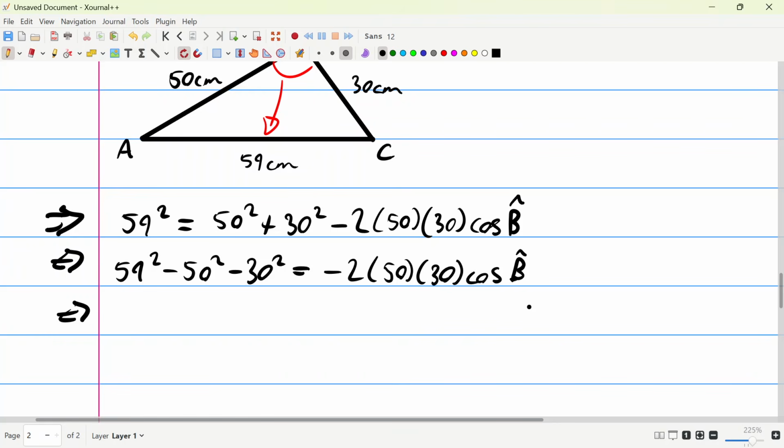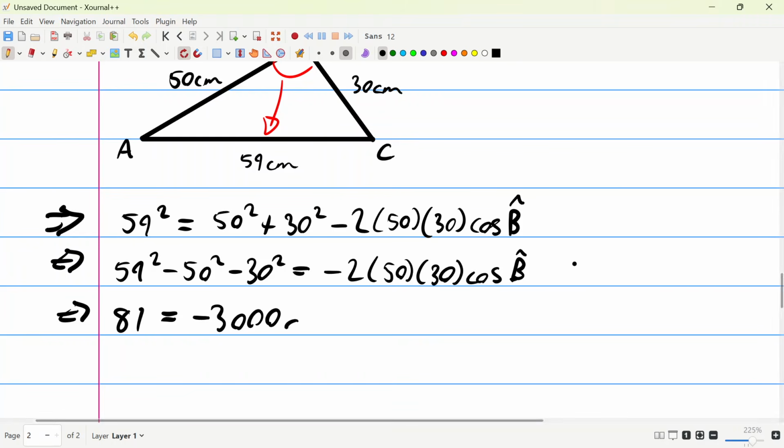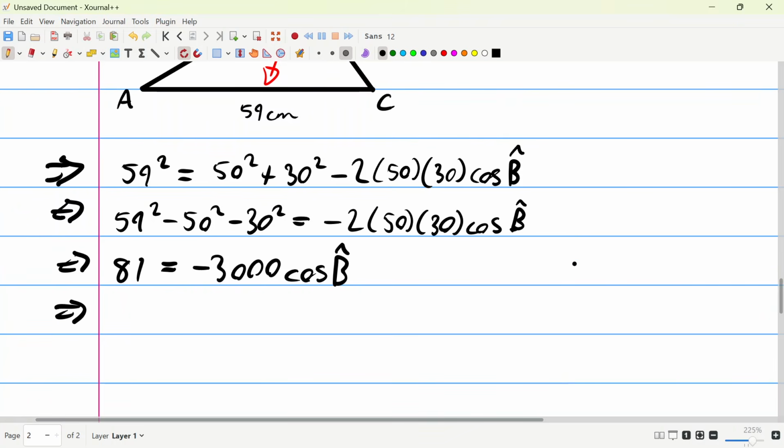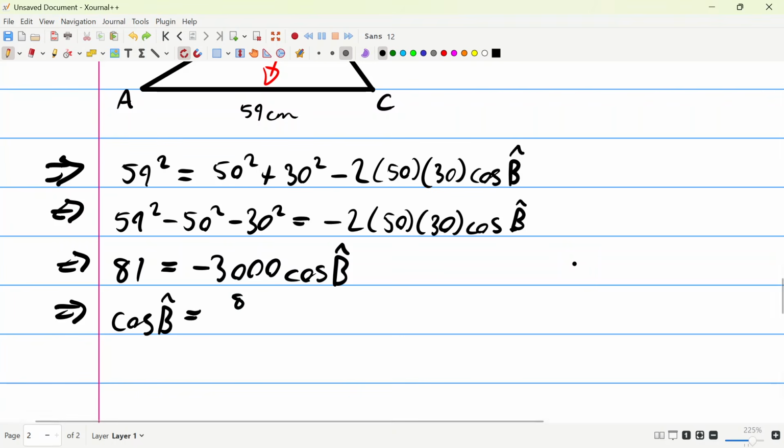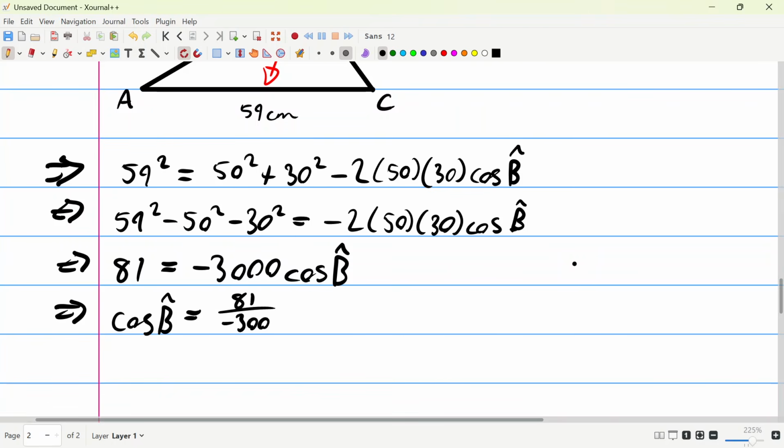And then from here, we can divide both sides by this stuff. But I would say it's best to first simplify both sides if you can. So if you simplify the left-hand side, you are going to get 81. And if you simplify the right-hand side, negative 3000 cos B. Great. And then from here, you can divide both sides by negative 3000 so that you can get cos B on its own. So it'll be 81 divided by negative 3000.